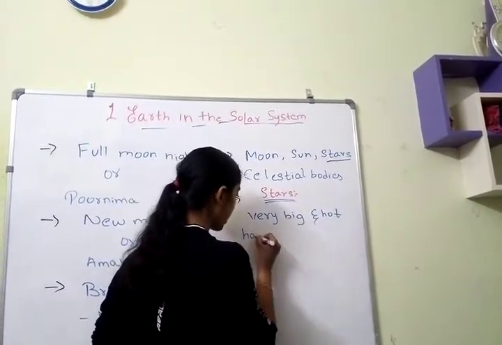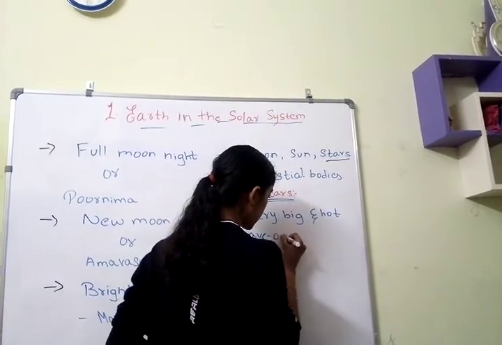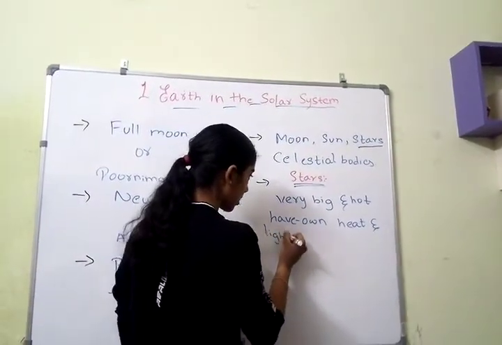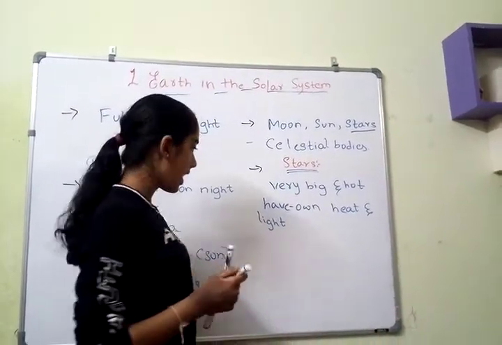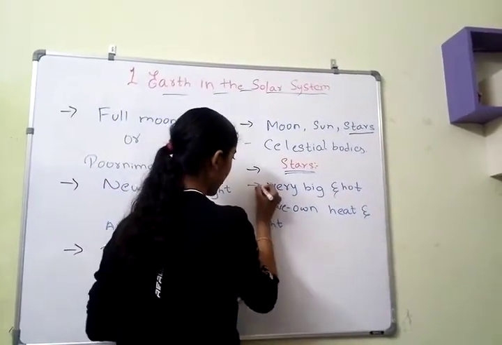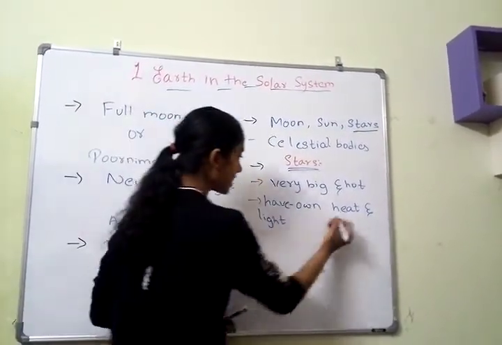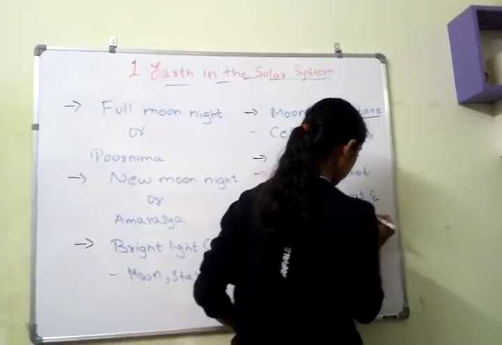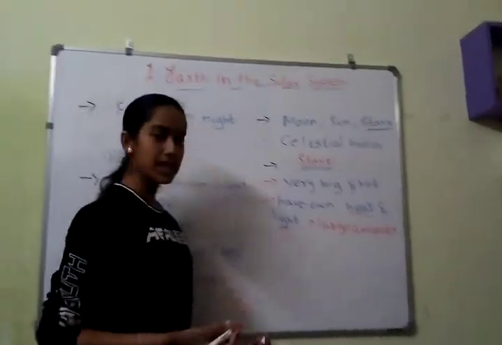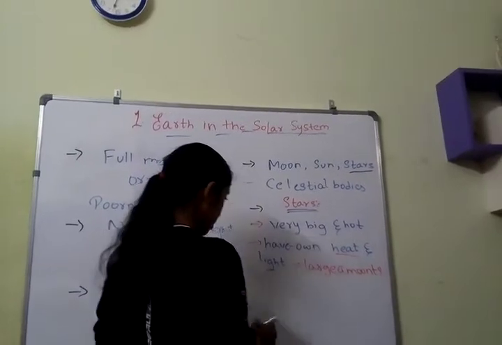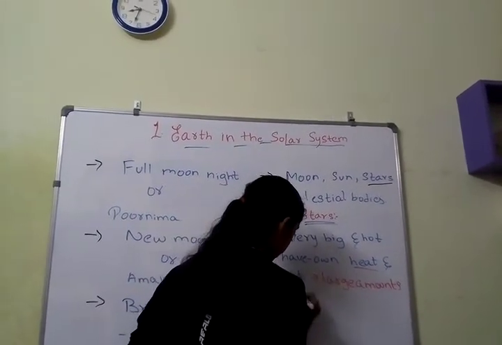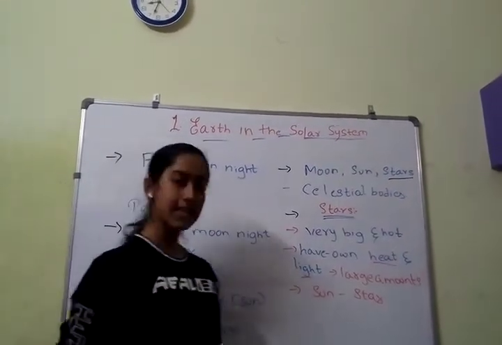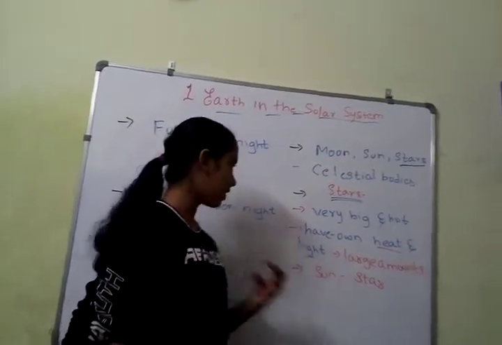They have their own heat and light, and they emit this heat and light in large amounts. Of course, the sun is also a star. Like the sun, there are many stars in our universe.